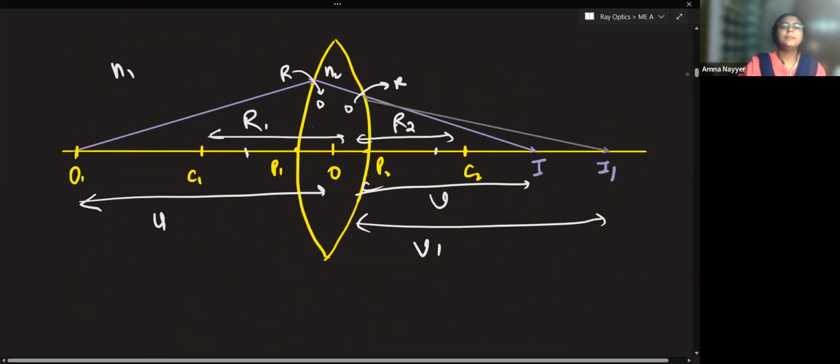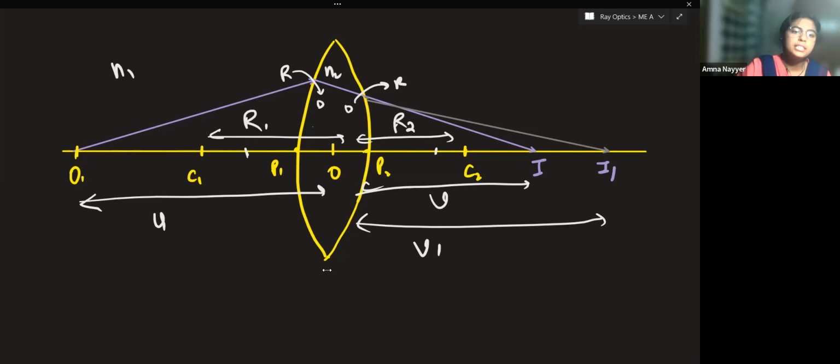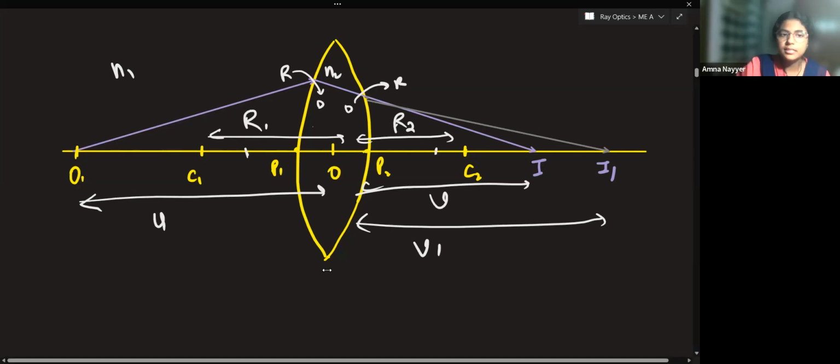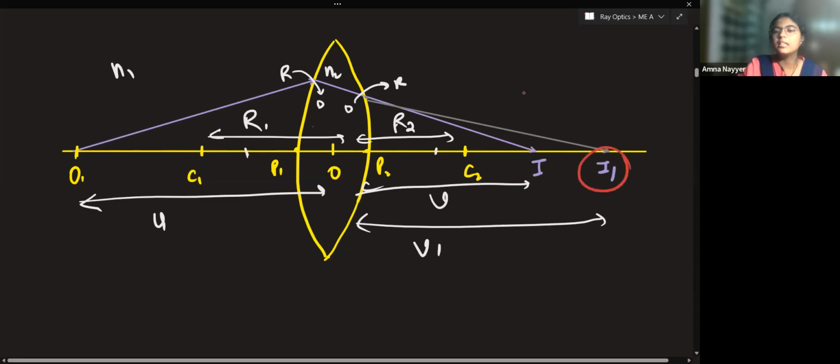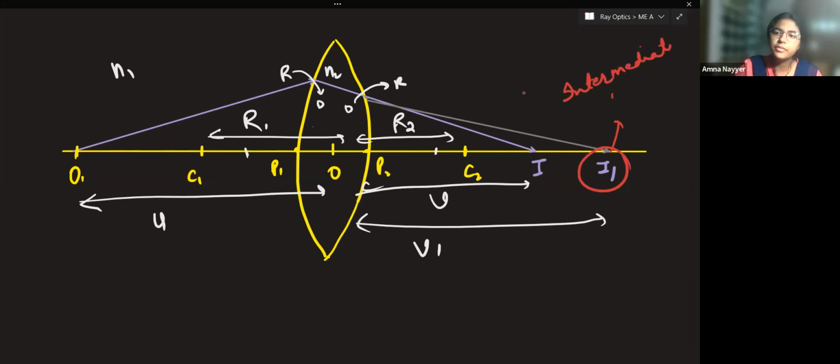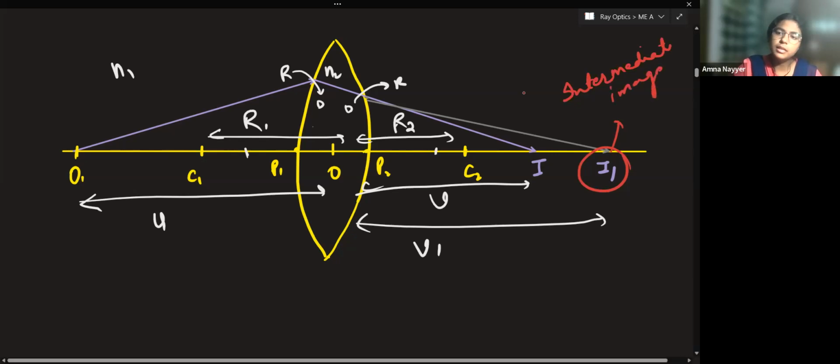See, figure has been already drawn. This is a lens. Okay, so in this lens, what do we have? See, object O1 is there. From this, rays have passed onto this surface and rays got refracted, and this intermediate image was formed.